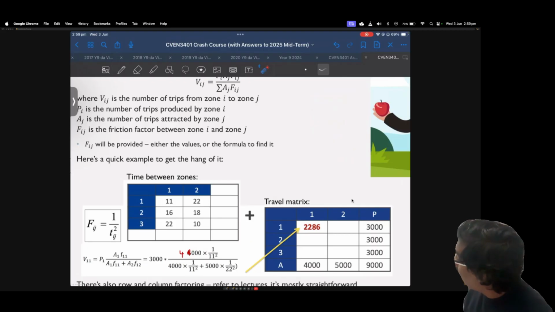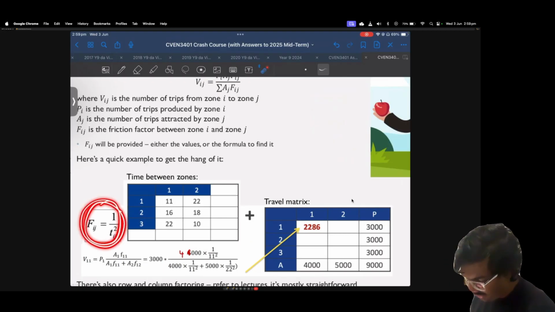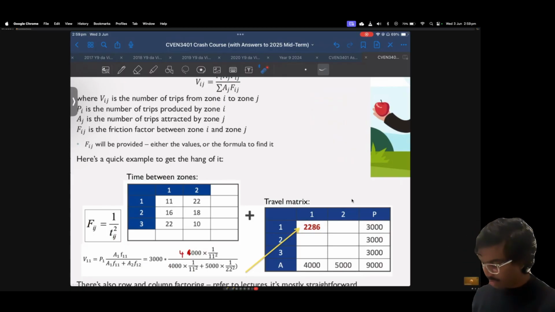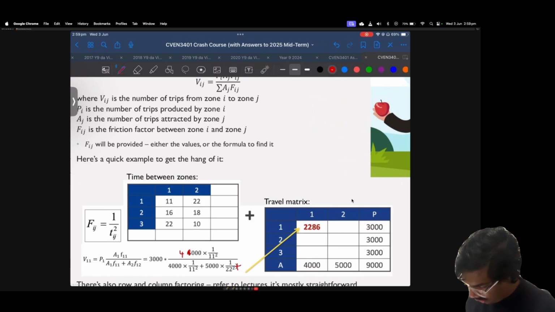So 4,000 times 1 over 11 squared, because they've given us the formula for friction factors. Okay. And then we do it over the sum of all of the attractions within zone 1. Okay, in this case, it'll be 1, 2, and also 3. So I don't know. This is quite wrong. Okay, it would also be 3. You would also add.